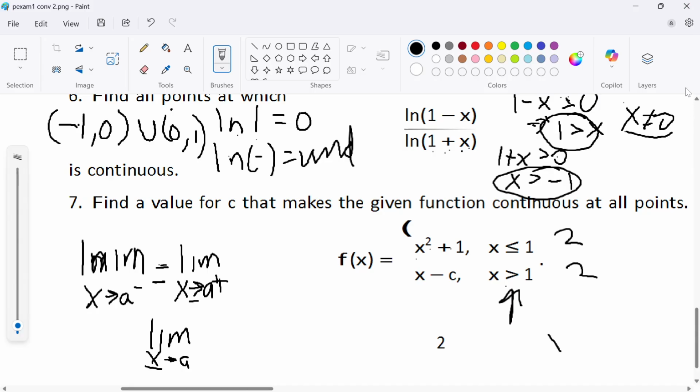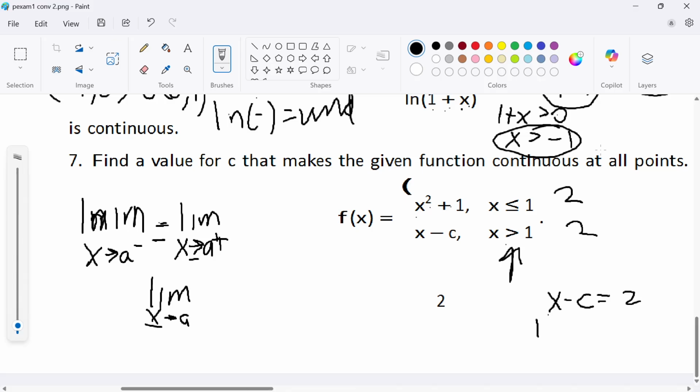So x minus c, when x equals 1, has to equal 2. In other words, 1 minus c equals 2. Subtracting 1 from both sides, negative c equals 2 minus 1, which is 1. And if I multiply both sides by negative 1, c equals negative 1. So this would have to be x plus 1 as x is greater than 1. So at 1 it would be 2, at 2 it would be 3, etc. But anyway, c has to be equal to negative 1 is the answer that they are looking for.